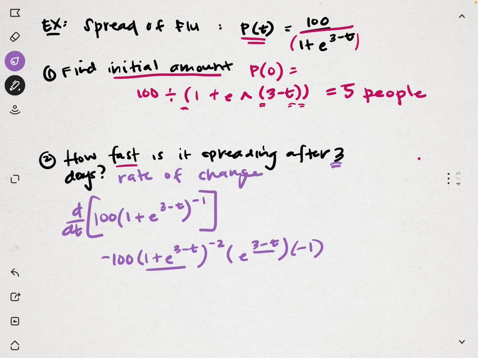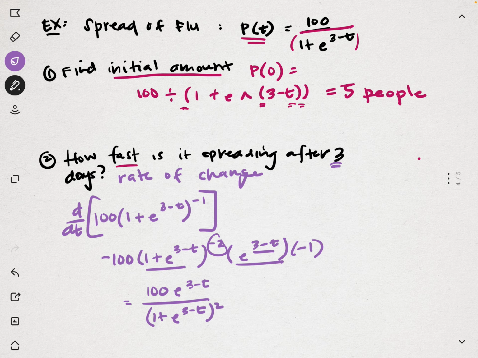Our -100 times our -1 is +100 again. And then we have e to the 3 minus t here, still in the numerator. There's no negative exponents on it. And then we're going to divide it by, right, because we're going to reciprocate, 1 plus e to the 3 minus t squared.